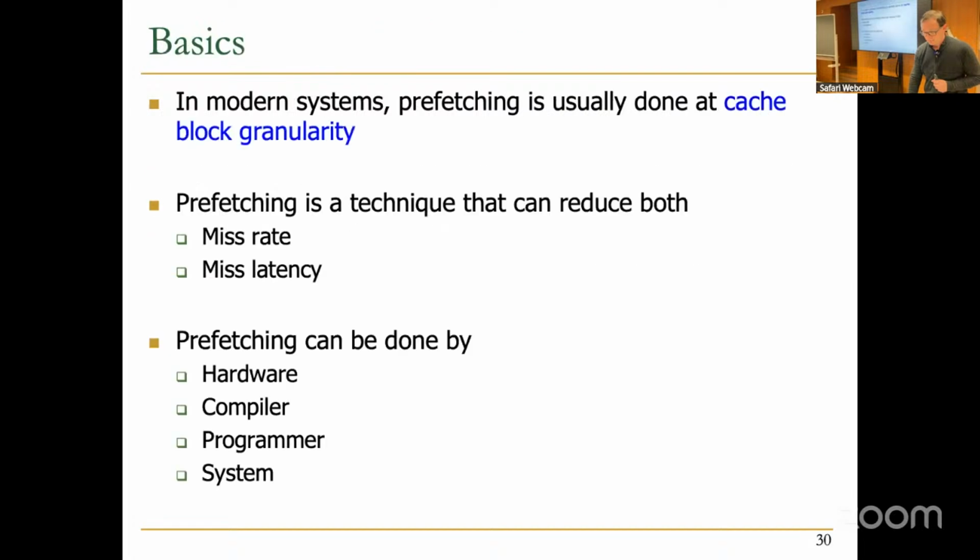OK. So in modern systems, prefetching is usually done at the cache block granularity because we have caches, and you try to prefetch blocks, essentially. But it doesn't have to be that way. If you have sectored caches, for example, where you have smaller sub-blocks, you can prefetch sub-blocks, etc. It's a technique that can reduce both miss rate and miss latency of caches. And it can be done by anyone, essentially. It can be done in hardware. We're going to look a lot into hardware. But it can be done by the compiler, programmer, or the system. It can be done at a higher level also, right?